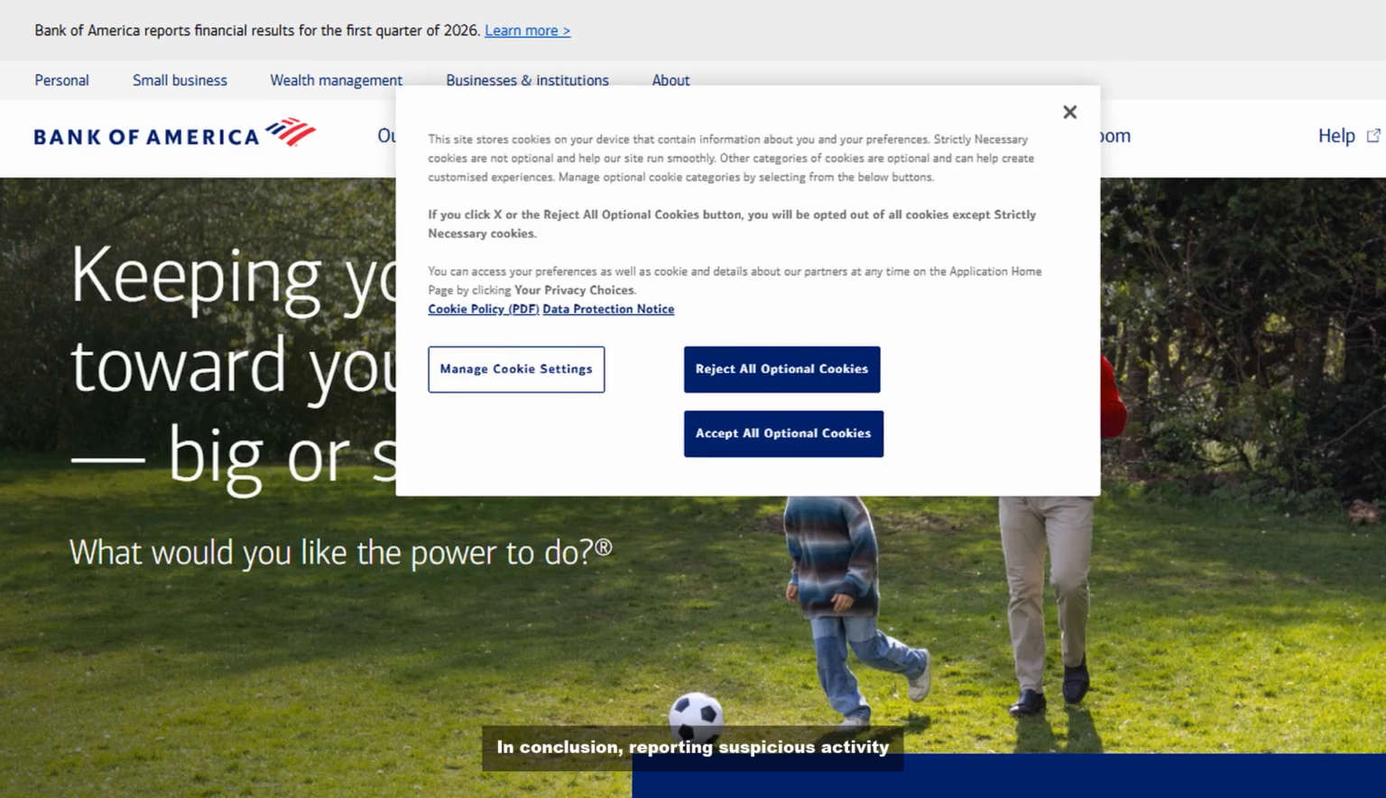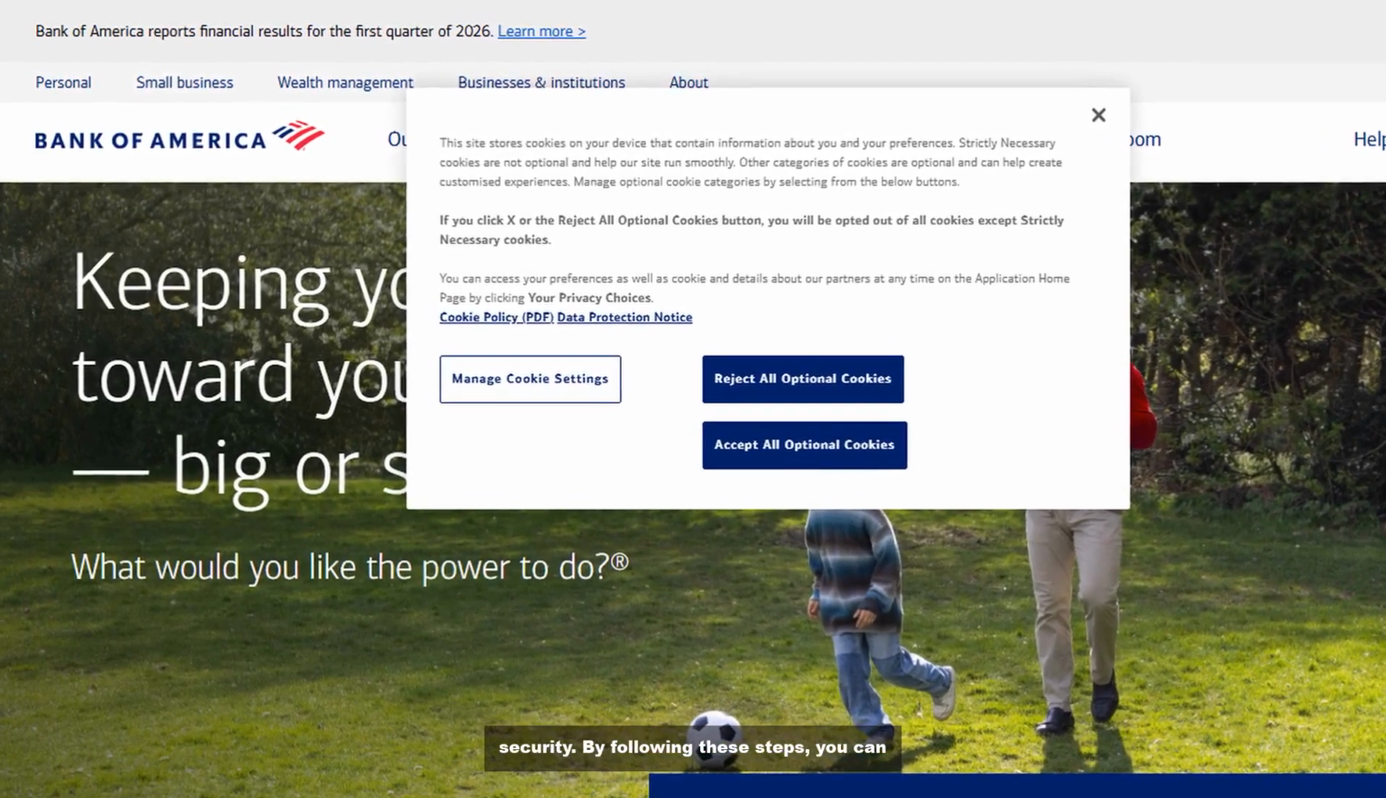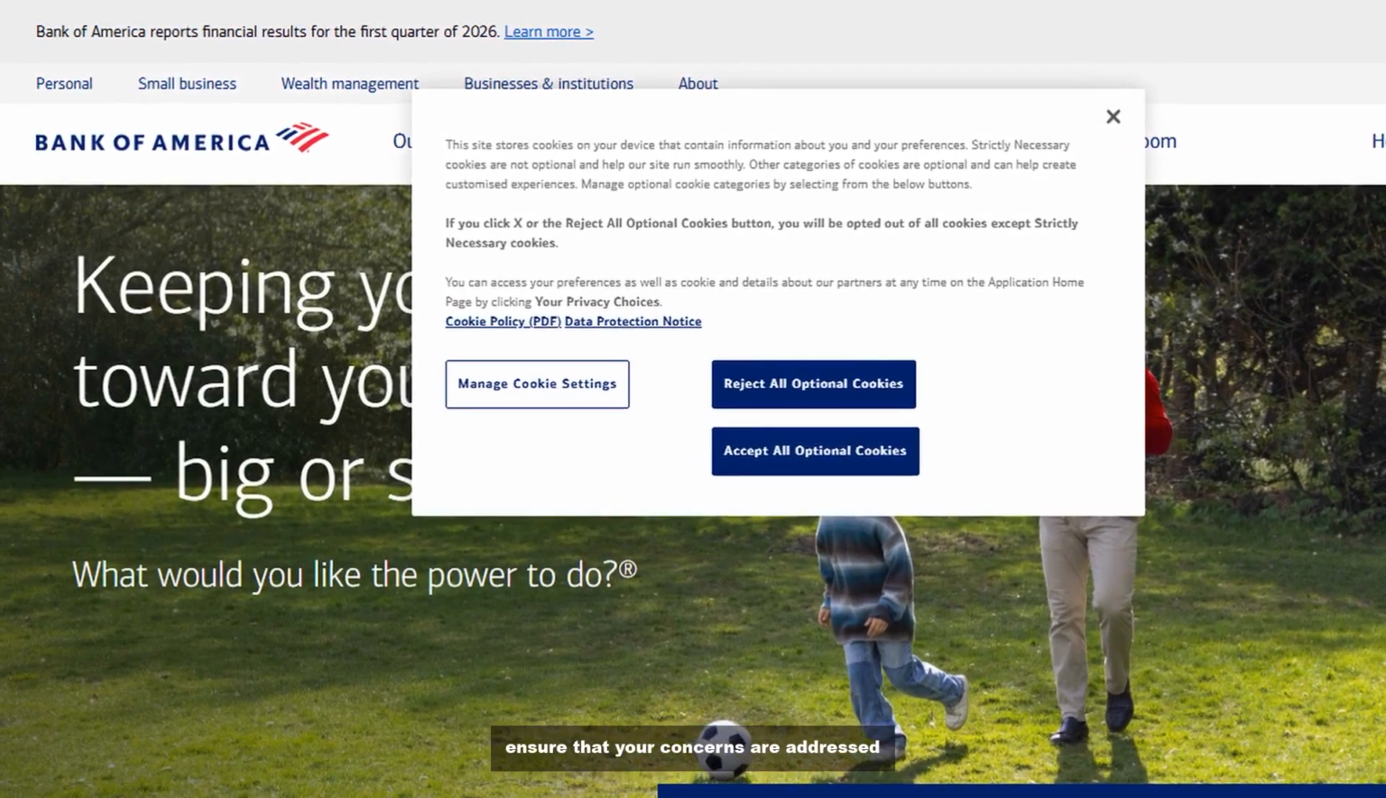In conclusion, reporting suspicious activity is crucial for maintaining your financial security. By following these steps, you can ensure that your concerns are addressed promptly and effectively.